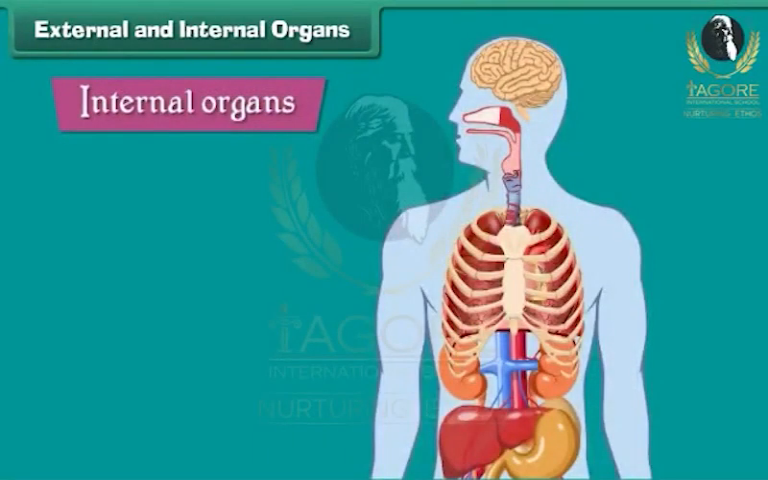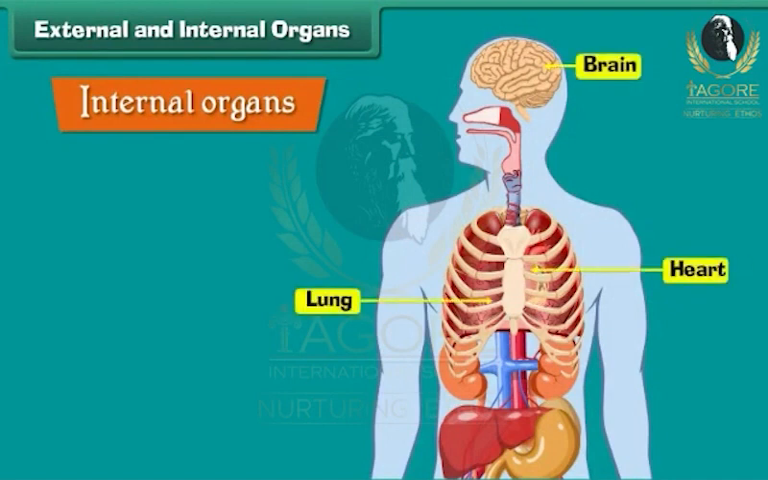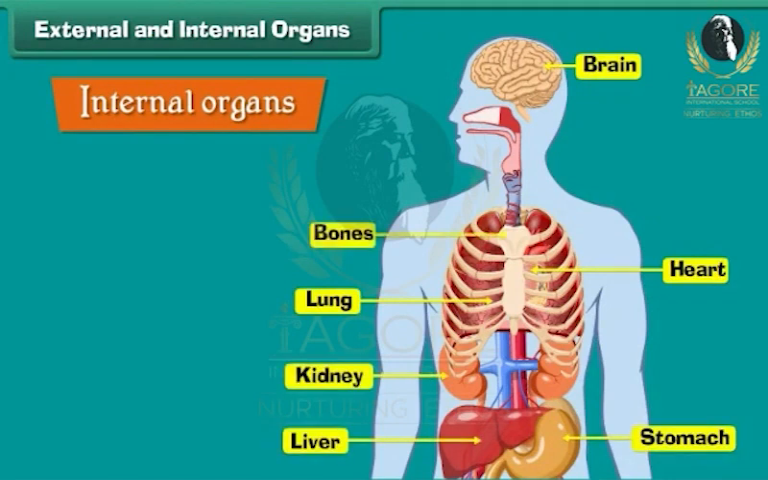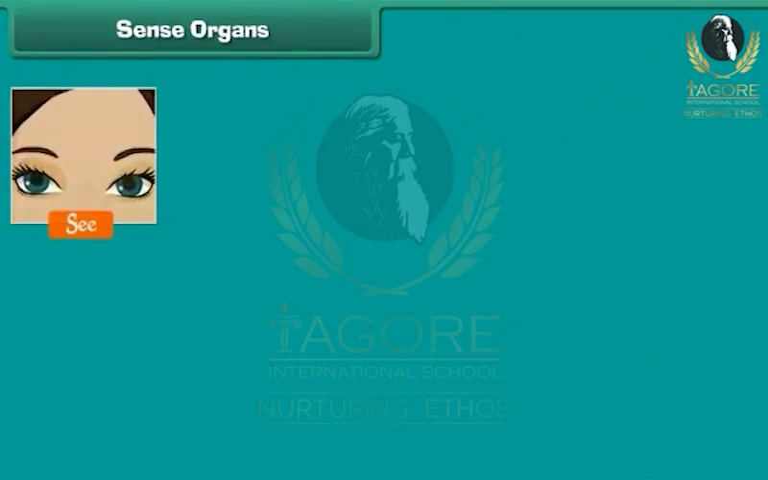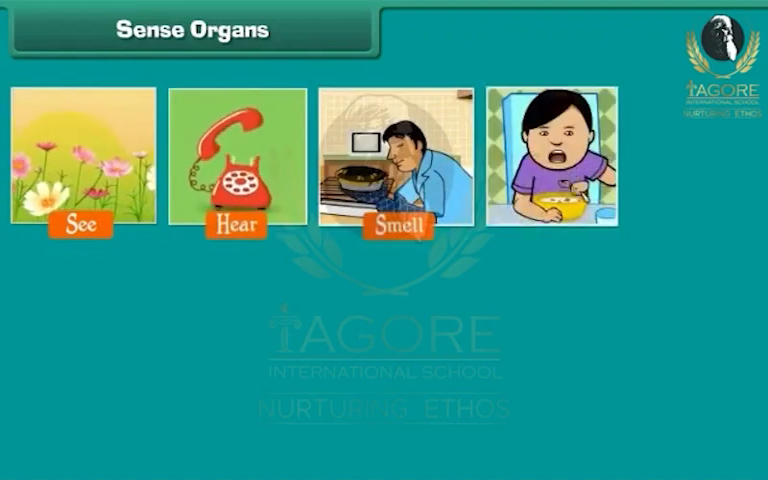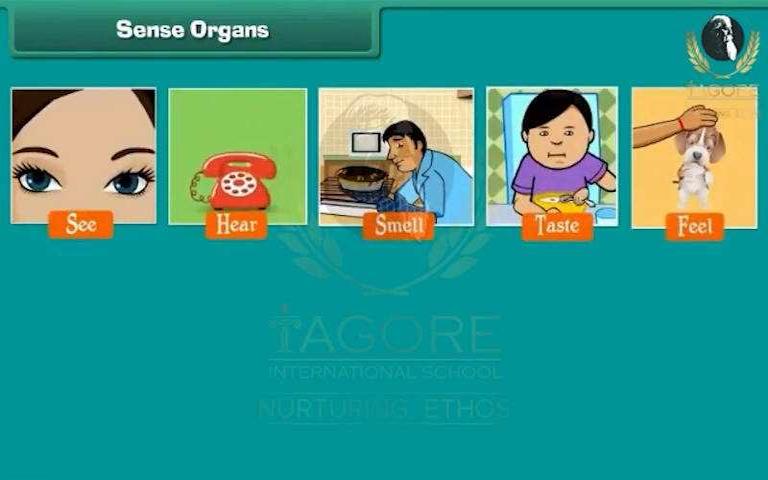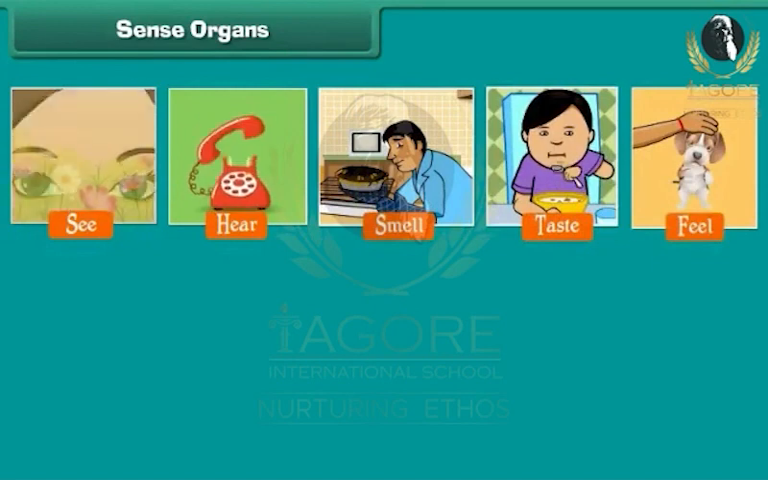The organs that cannot be seen from outside are called internal organs. For example, brain, heart, lungs, stomach, liver, kidneys and bones. Sense organs. The organs that help us to see, hear, smell, taste and feel are called sense organs.